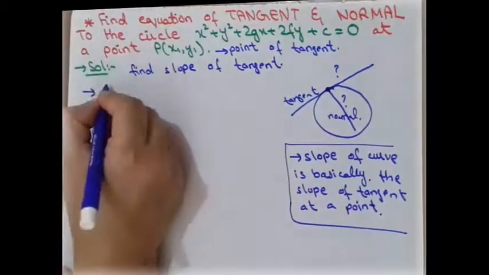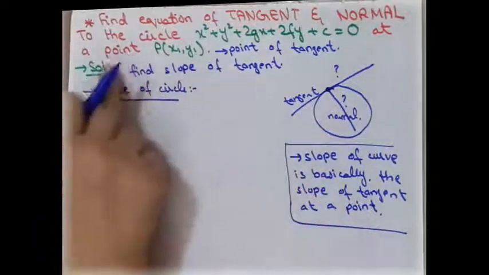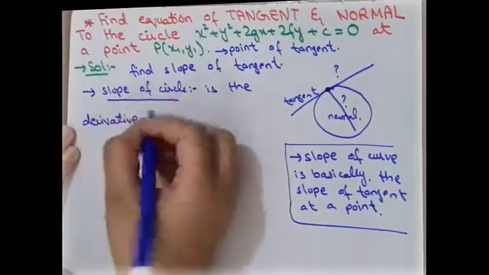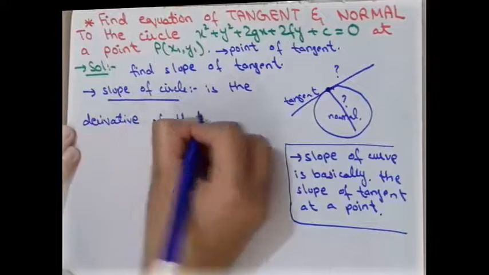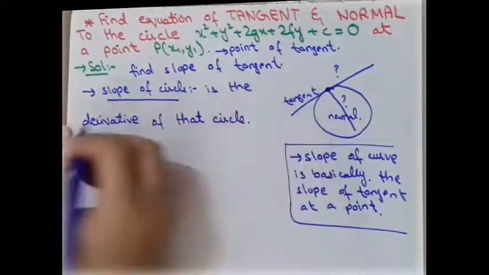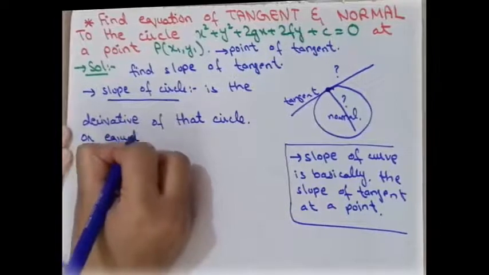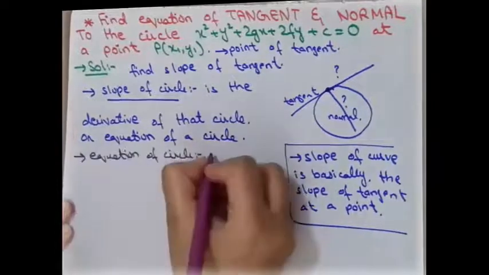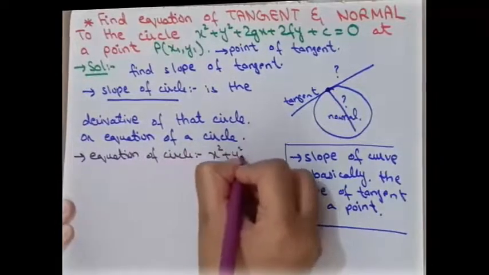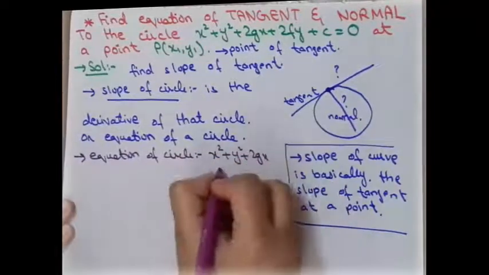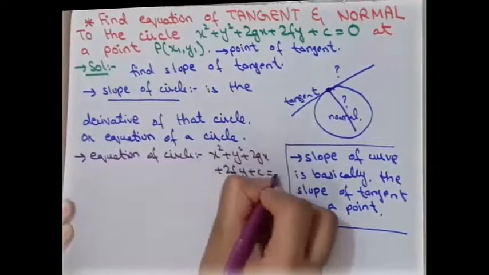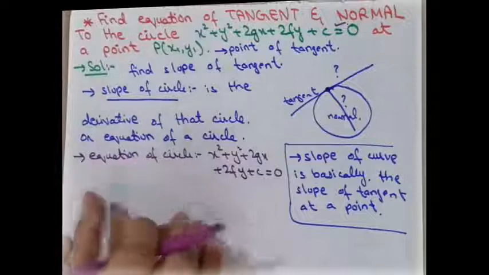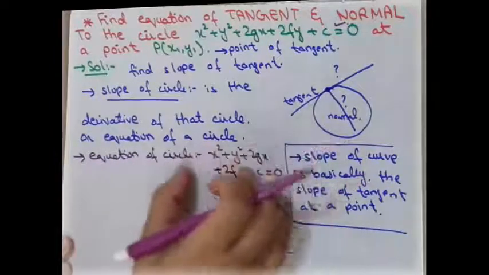As we find out, the slope of the circle or a curve is the derivative of that circle or equation of a circle, which is given. So the equation of the circle is x square plus y square plus 2gx plus 2fy plus c equals 0. Here it is given. So we have to find the slope of the circle, so we must find out the derivative of this equation.